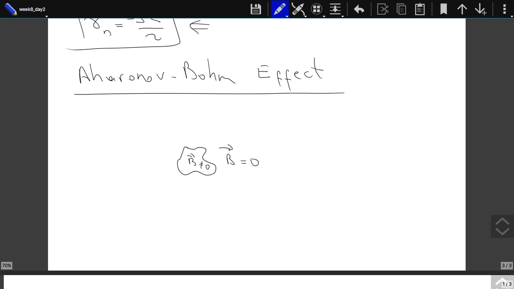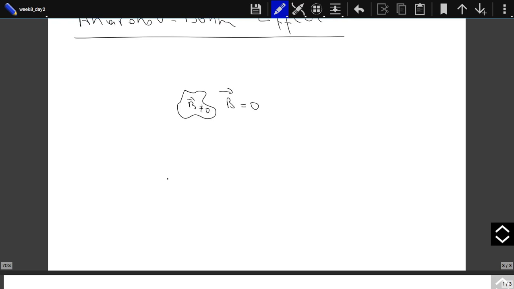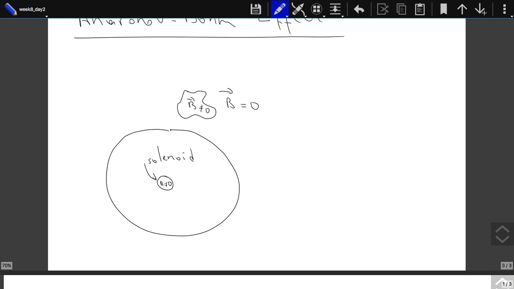Exactly 0. That is what we will assume. And as a concrete example, let's just assume we have a solenoid with inside B non-zero, outside the magnetic field is 0. And let us also assume we have a particle, a charged particle, that is confined on a ring of radius, let's say b, around this solenoid.